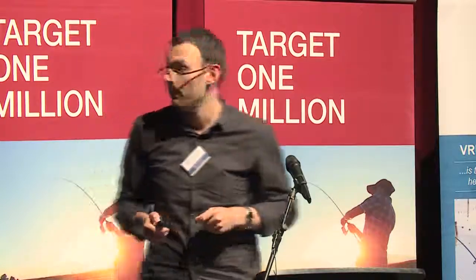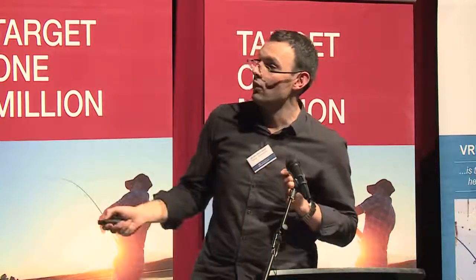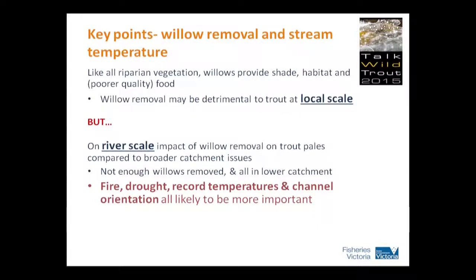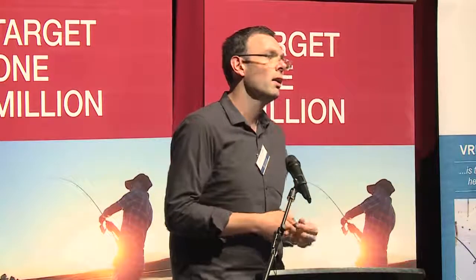Although it does have some effect, but nowhere near enough as things such as fire, drought, these record temperatures that we've observed, and this intrinsic nature of our channels, that they're all flowing east to west. They're naturally predisposed to getting hot. And when you've got these record temperatures and low flows, coupled with the bushfire, unfortunately it's a bit of a perfect storm for making conditions that are quite bad for trout, at least in the short term.